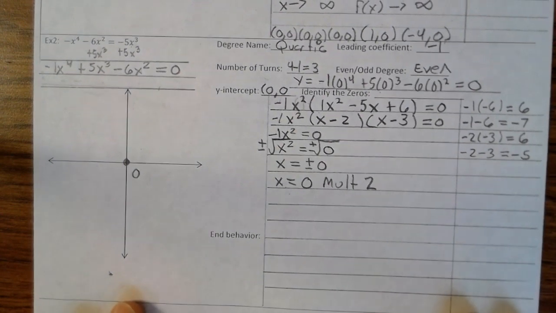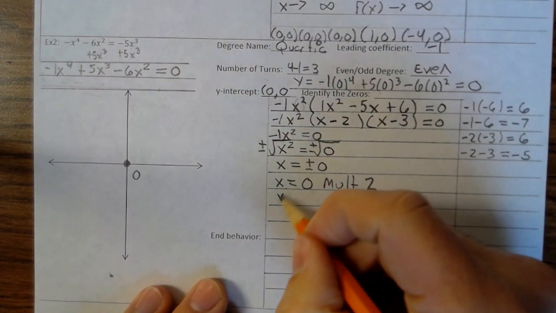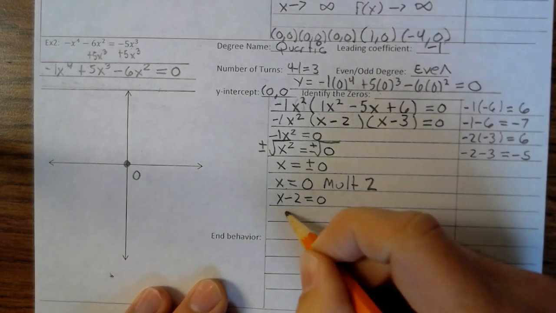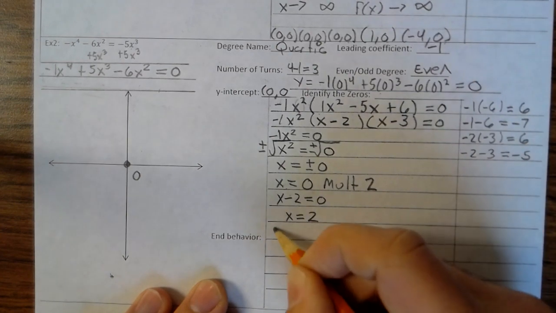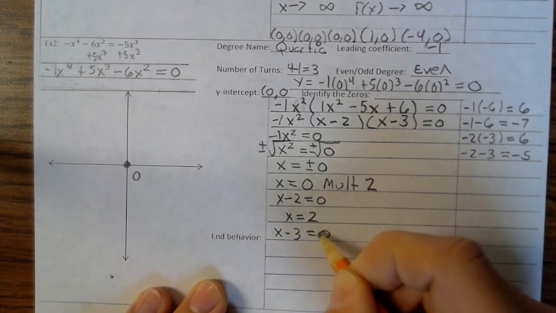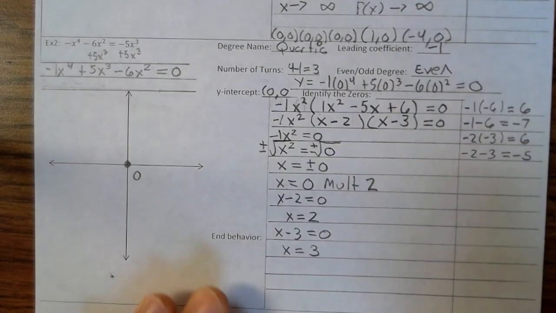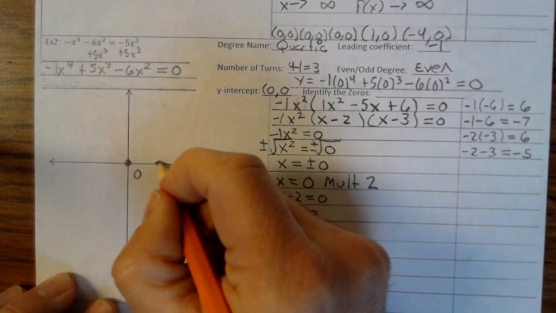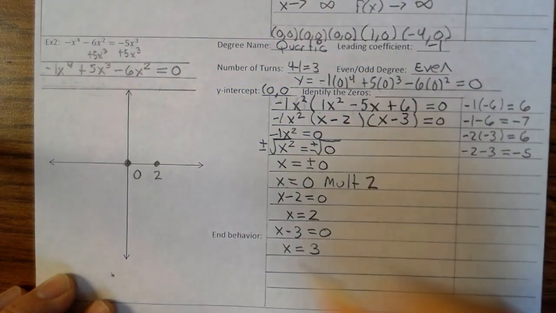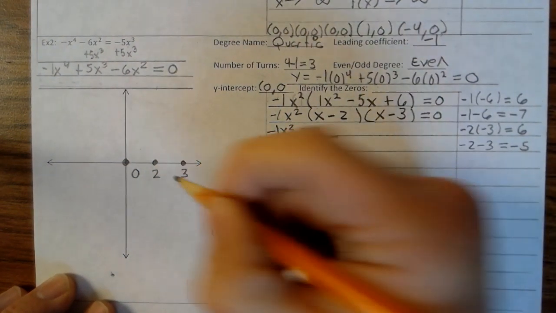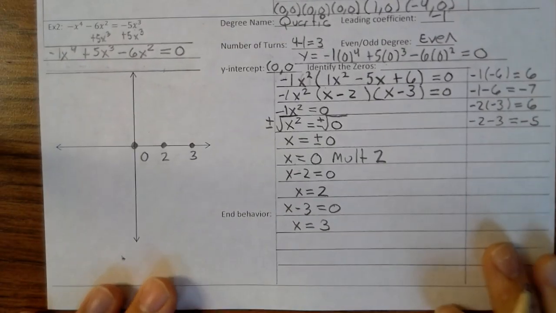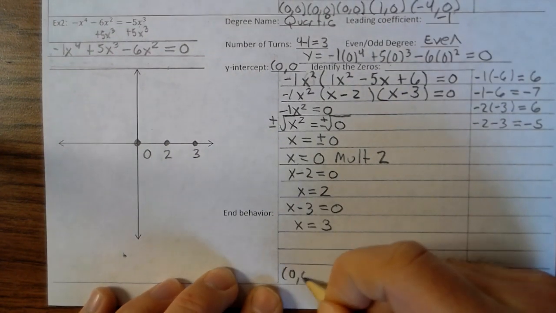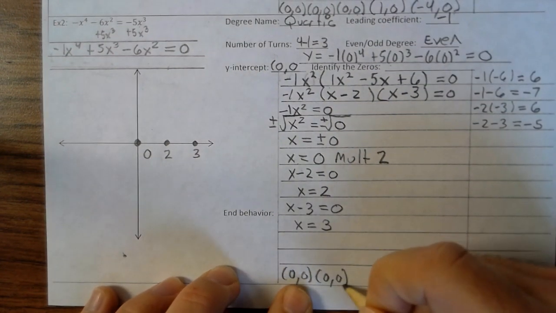Okay. Now we set x minus 2 equal to 0. So x equals 2. And x minus 3 equal to 0. So x equals 3. So we have 0 already. We have x equals 2. And x equals 3. So our zeros are 0, 0, 0, 0.